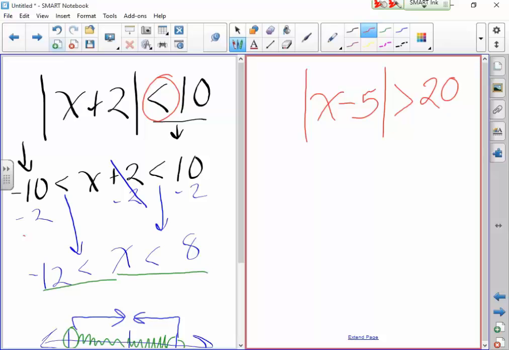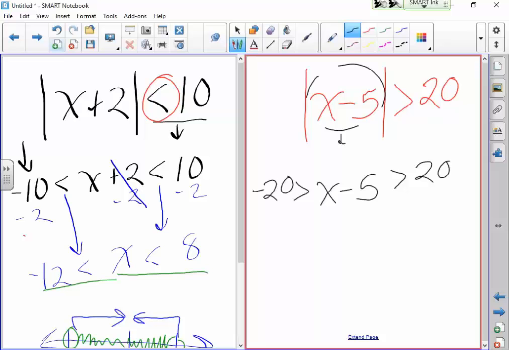So here we go. How am I going to do this? Can somebody talk me through it? Drop that down. We're going to drop that down, so we have x minus 5 greater than 20. Can somebody else keep it going? You write the sign the same way, the sign moving in the same direction, and then negative 20. Everybody okay with that?